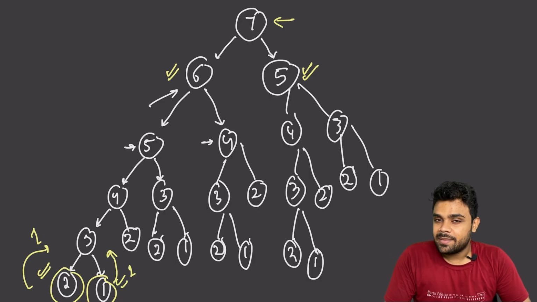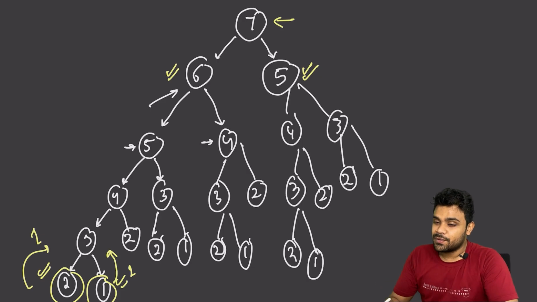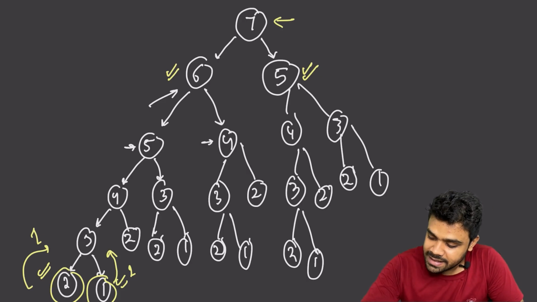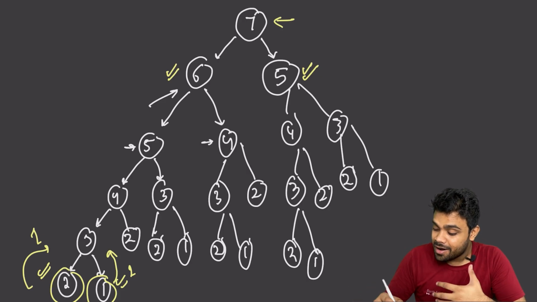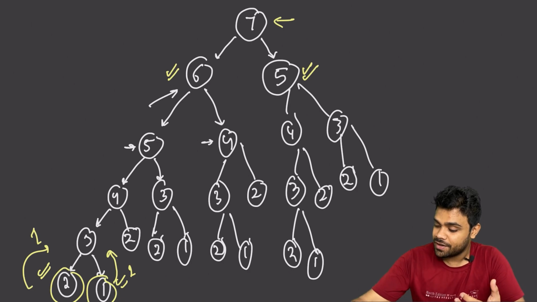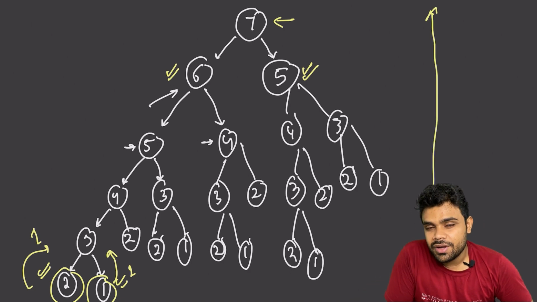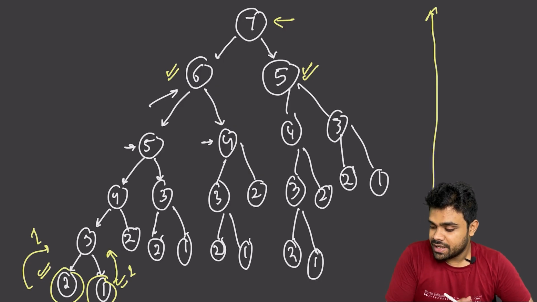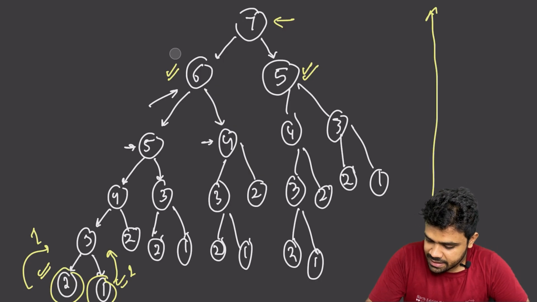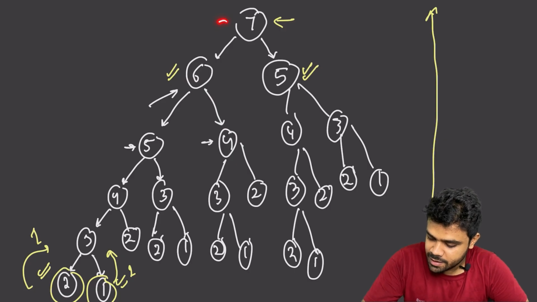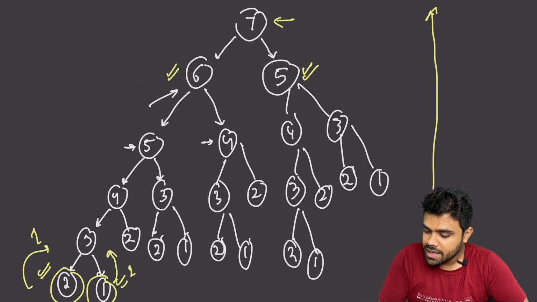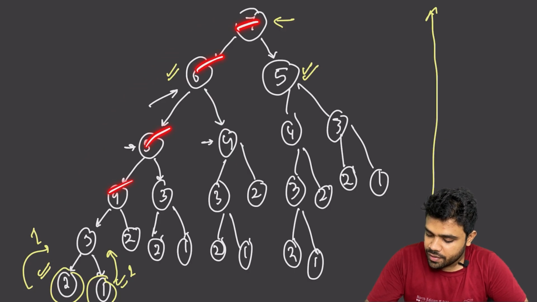I told you that sometimes the height of the recursion tree is not equal to the number of nodes in the recursion tree, and we can see here that the number of nodes is so much, while the height of the recursion tree is just equal to this. What's the height of the recursion tree? Let me know in the comment section. The height of the recursion tree is simply this length. So 1, 2, 3, 4, 5, 6.